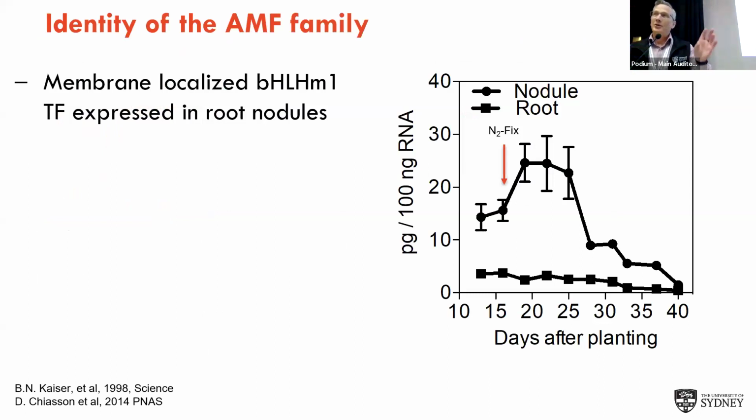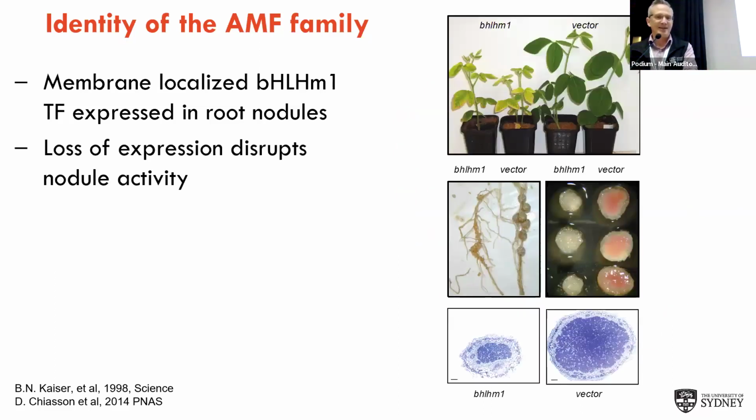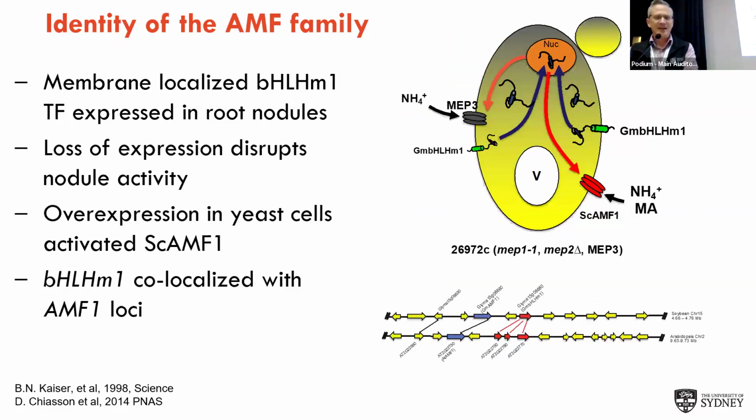I'm going to go through a journey of how we identified these classes of ammonium facilitator proteins called AMFs. So we first identified a transcription factor many years ago called bHLHm1, which was expressed in soybean nodules. And it basically is expressed as the nodule starts to fix nitrogen. And if you disrupt that transcription factor, you disrupt the nodule symbiosis quite significantly. And when you express that transcription factor in a yeast strain, it was able to identify a novel membrane transport protein called AMF, which allowed the yeast strain to take up methylammonium, which is an ammonium analog.